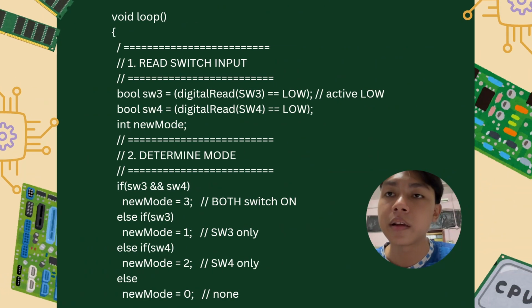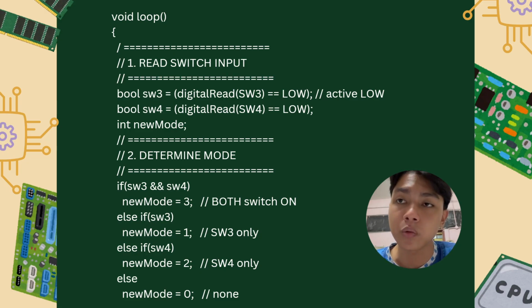For my second part, I'll be explaining digitalRead(SW3) == LOW. For this code, the hardware switches are wired active low, which means the voltage will be set to 0 volts, and it only does that when the button is physically pressed. This code checks if the pin is low, and if it is pressed, it converts this hardware signal into a true state inside the variable SW3, and if it's released, it turns into false.